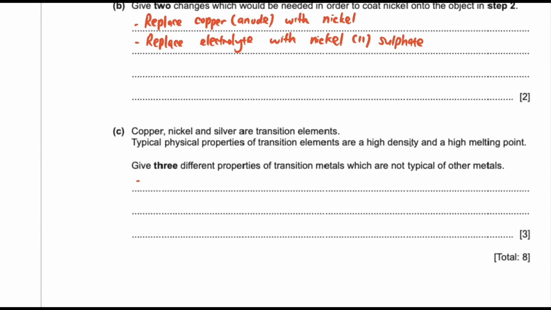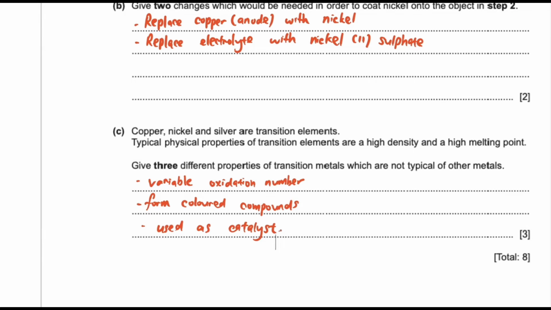So besides high density and high melting points, other properties are: it has high oxidation numbers. This is one. It's colorful, okay, that's correct. It forms colored compounds, and we need one more. They are used to act as catalysts. Okay, so we have three points. So we have done this question.